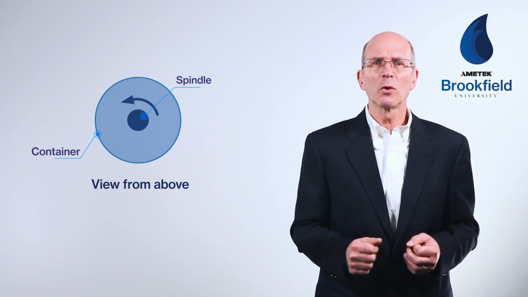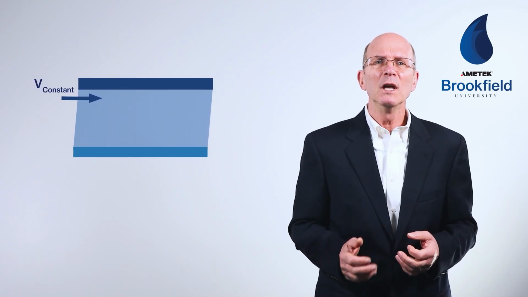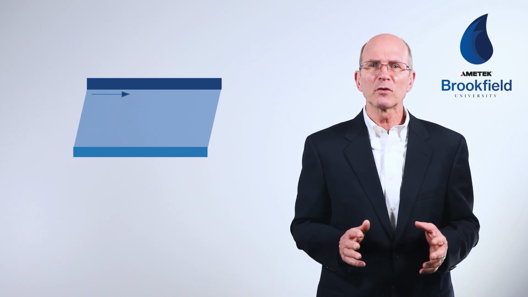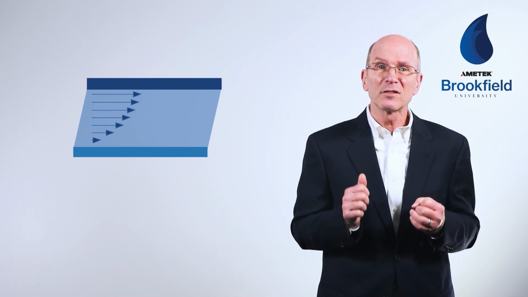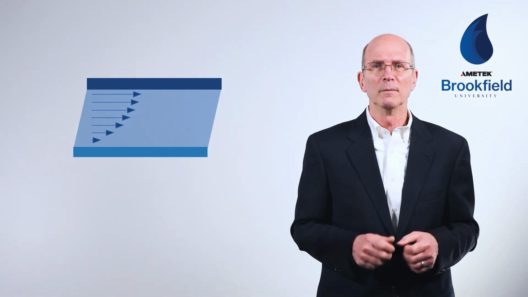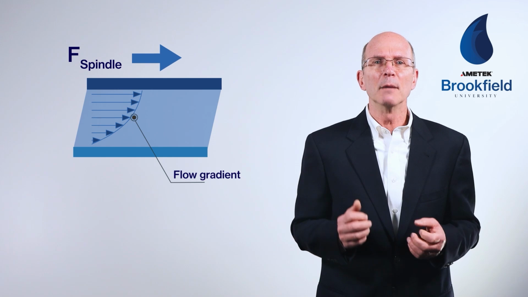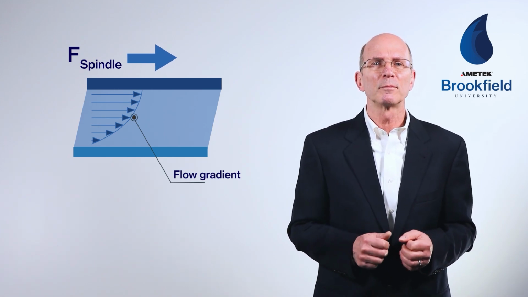As the spindle is rotating at a fixed velocity, the sample in contact with the spindle is moving at that same velocity. As we move further away from the spindle, the velocity of the sample decreases until it is at a standstill at the container wall. This is known as a flow gradient. The spindle is applying a measurable force to the sample under these dynamic conditions.